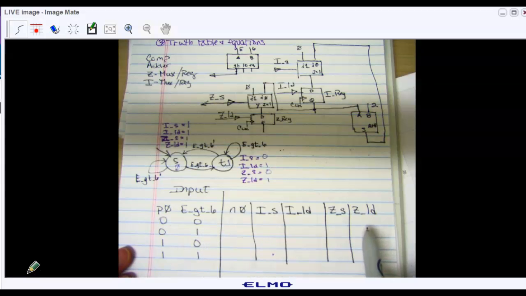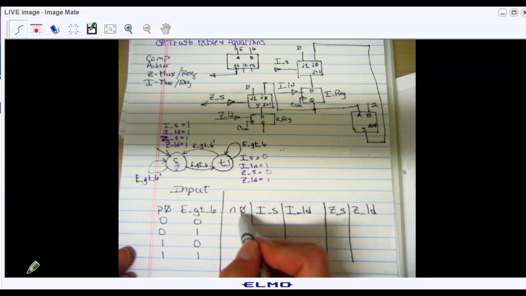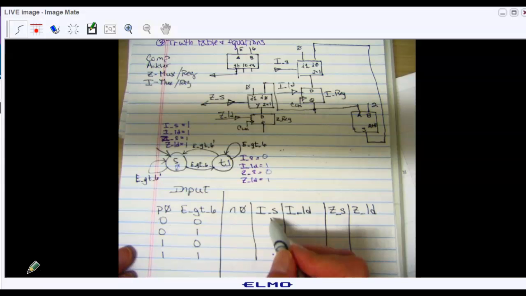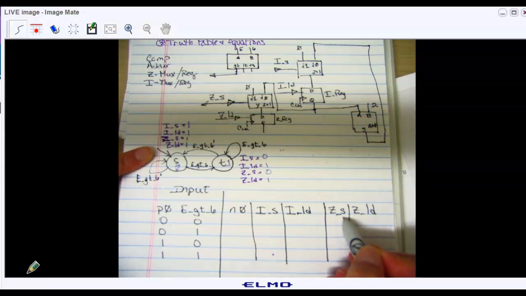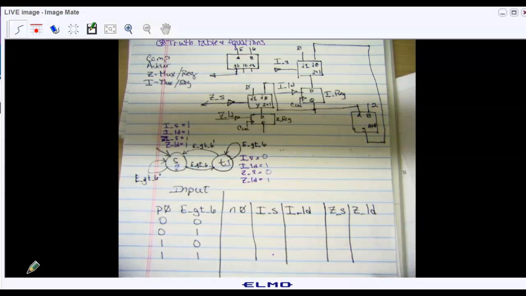Then on the next state side, or the output side, the next state is 1 output. Then you have each of these variables here. So IS's value, ILoad's value, ZS value, ZLoad value. So you have 5 outputs and 5 equations that you're going to need to come up with.